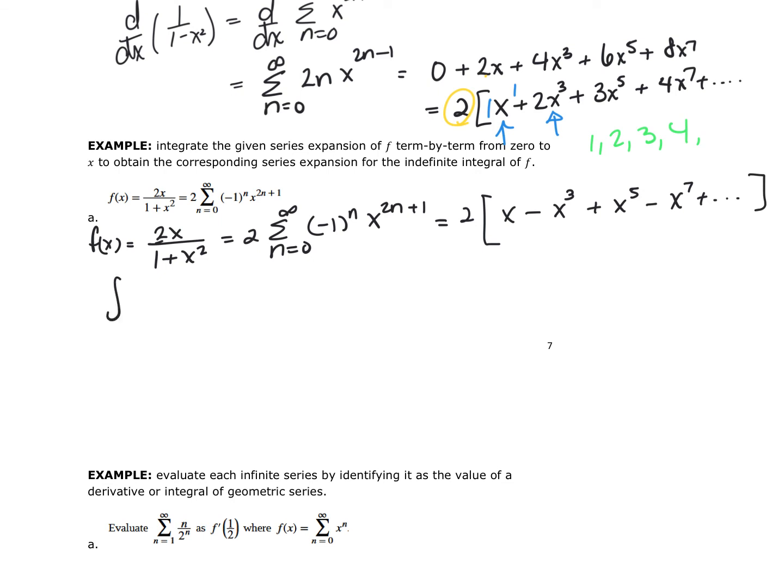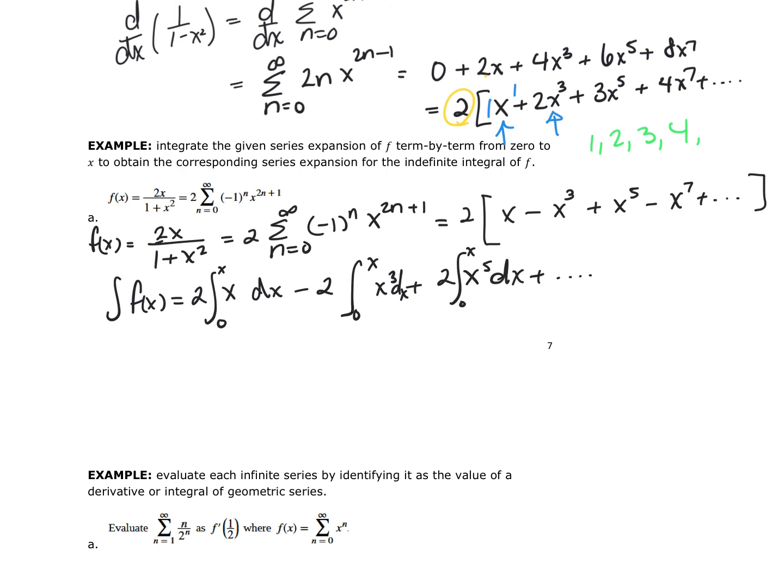So the integration of f of x is going to be the integration of 2x from 0 to x dx minus 2, the integration from 0 to x of x cubed, plus 2, the integration from 0 to x of x to the 5th dx. They should all have a dx. Plus dot, dot, dot. You kind of get the idea.